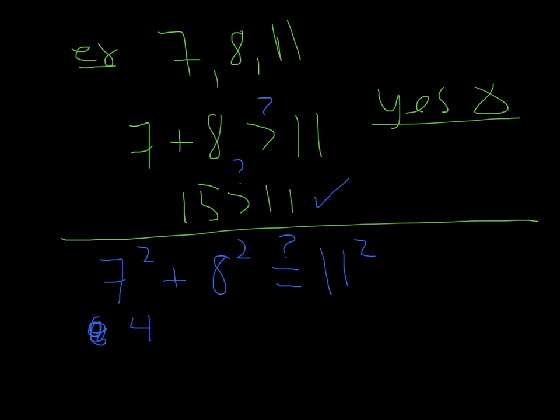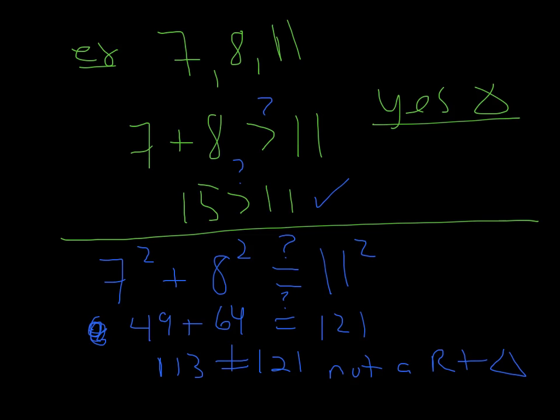7 squared is 49. 8 squared is 64. 11 squared is 121. 49 and 64 is 113. So 113 does not equal 121. So since the Pythagorean theorem doesn't work, we know it's not a right triangle. I'm going to take those numbers to the next page.